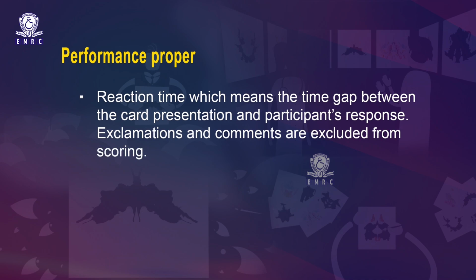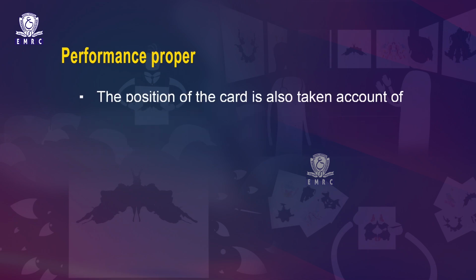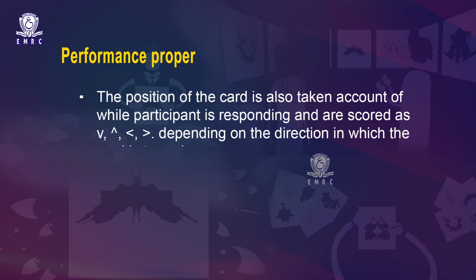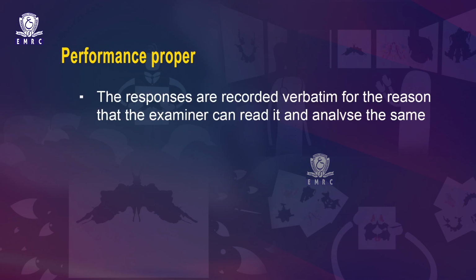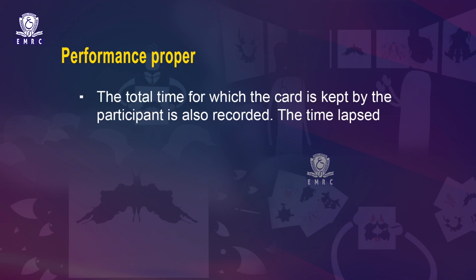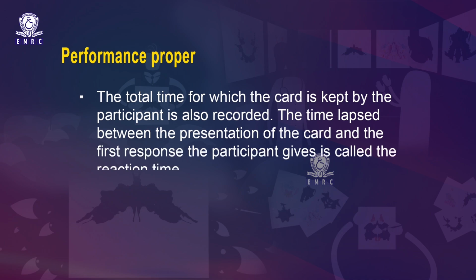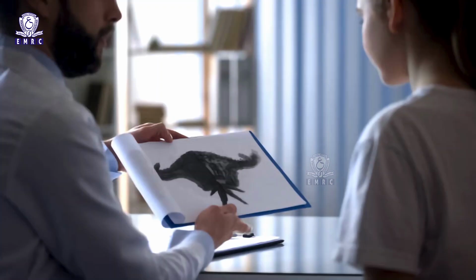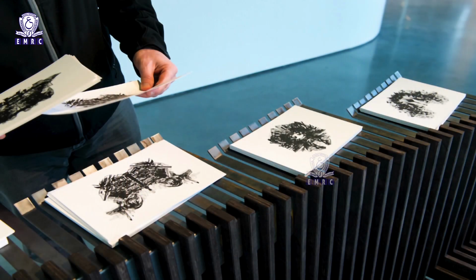Exclamations and comments are excluded from scoring. The position of the card is also taken into account while the participant is responding and is scored as low, up, left or right, depending on the direction in which the card is turned. The responses are recorded verbatim so that the examiner can read and analyze them effectively. The total time for which the card is kept by the participant is also recorded. The time lapsed between the presentation of the card and the first response the participant gives is called the reaction time. On completion of the first plate, the second plate is given to the participant, and similarly all the 10 plates are presented in a sequential manner.